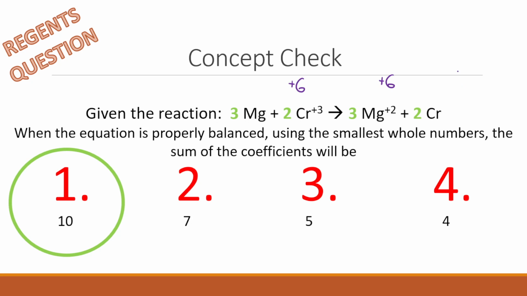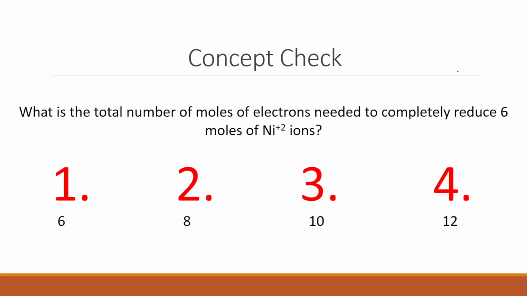Let's wind it down with one more practice problem. What is the total number of moles of electrons needed to completely reduce 6 moles of Ni plus 2 ions? How many moles of electrons will you need?